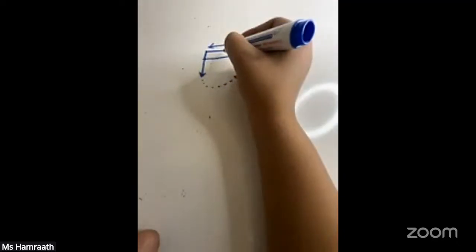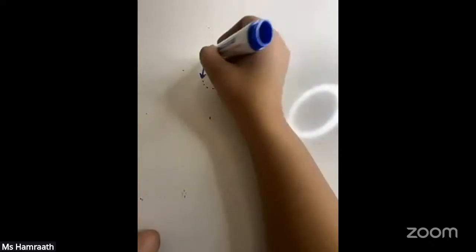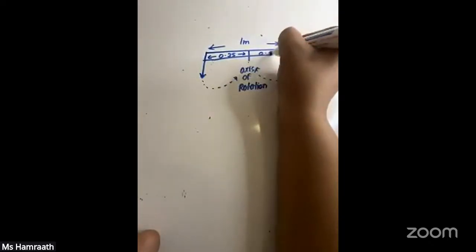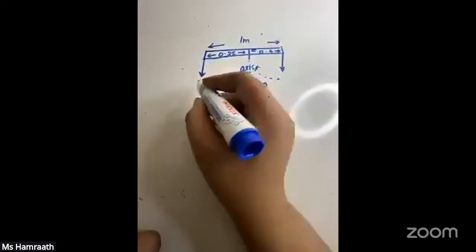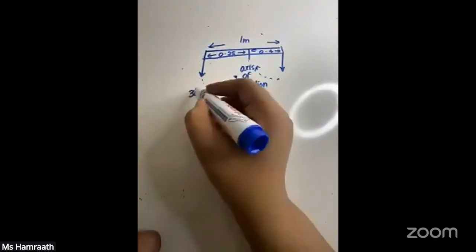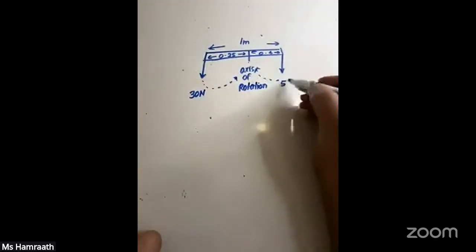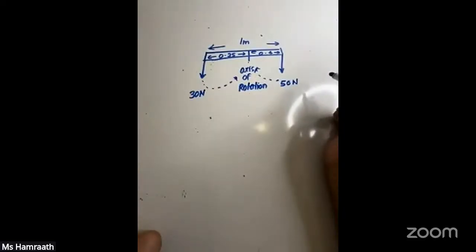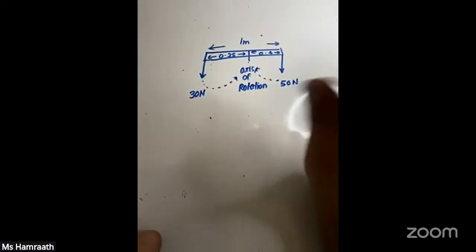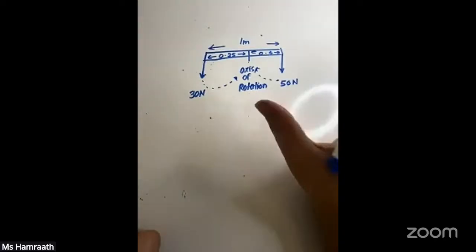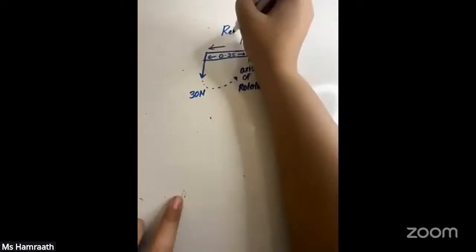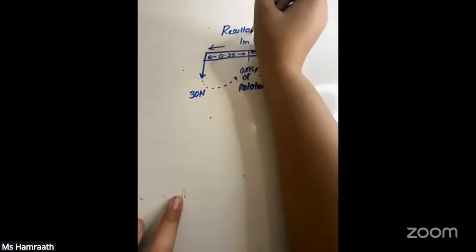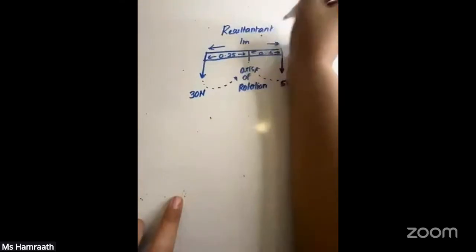Let me give you the values here. This is 0.25 and this is 0.4 meter. I'm giving you random values. The force I'm applying here is 30 Newton, and the force I'm applying here is 50 Newton. Now my question is how to find the direction and the resultant moment. I'll show you.